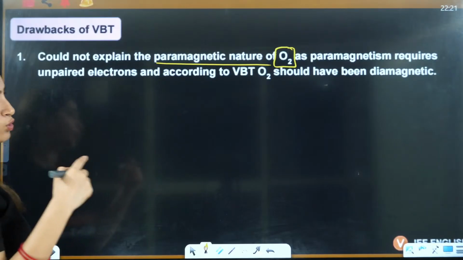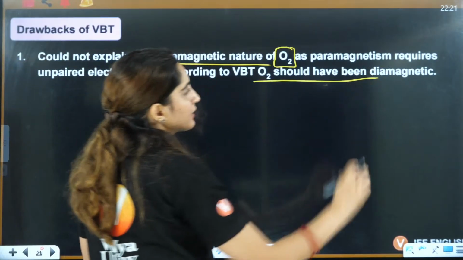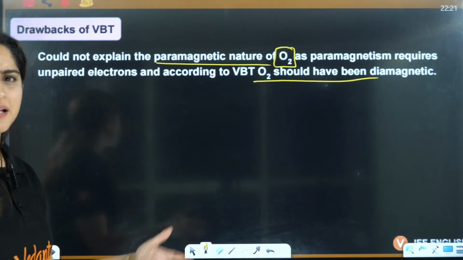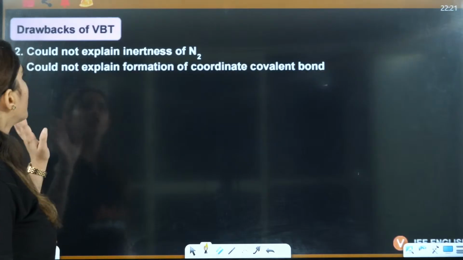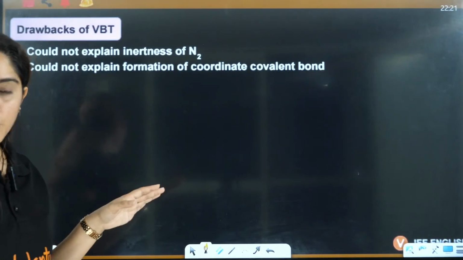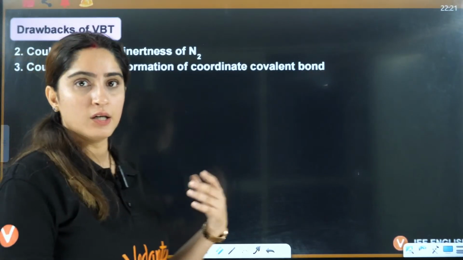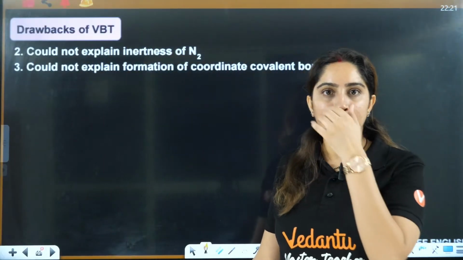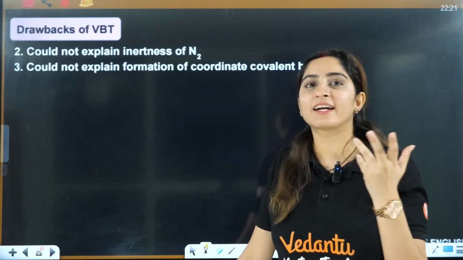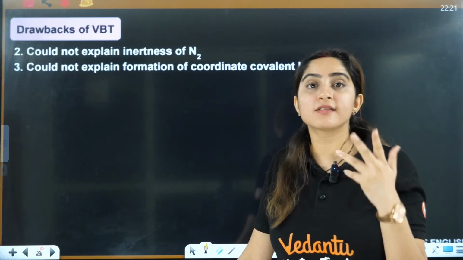According to VBT, O2 should have been diamagnetic in nature, right? Because electrons are paired up, they should have been diamagnetic. It could not explain the inertness of N2. Why is N2 inert? In our atmosphere we have N2, right? But it is not reacting. So why is it inert?